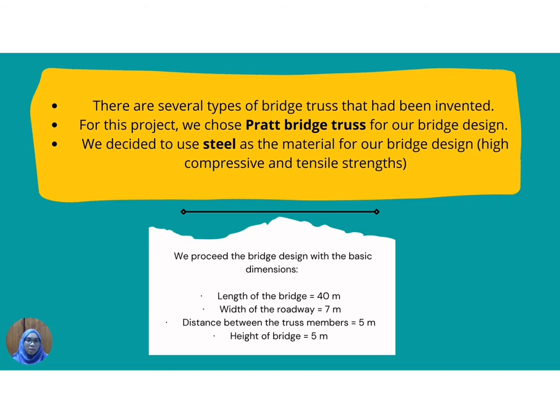So there are several types of bridge truss that have been invented. For this project, we chose Pratt Bridge Truss for our bridge design. And we decided to use steel as the material for our bridge design because steel has high compressive strength and tensile strength. Then we proceed with the bridge design with the basic dimensions: the length of the bridge is 40 meters, the width of the roadway is 7 meters, the distance between the truss members is 5 meters, and the height of the bridge is 5 meters.